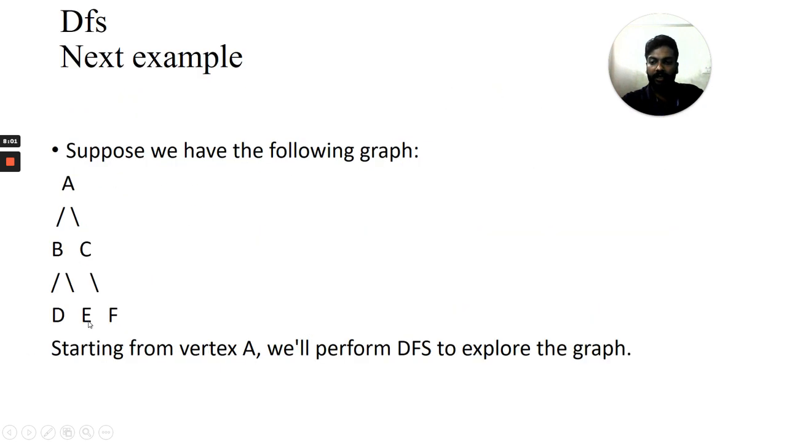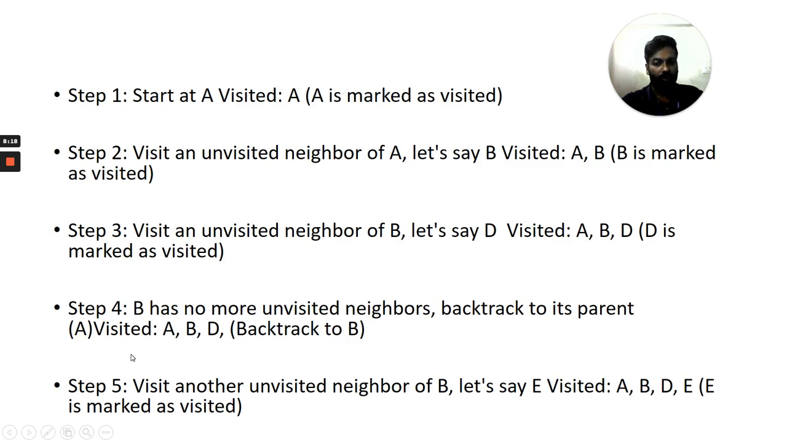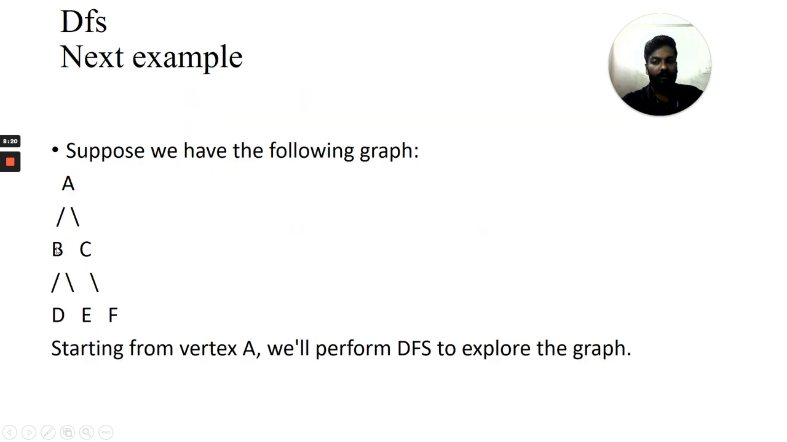Okay, then next, from B we directly go to E. B has another adjacency node there. We already visited D, then backtrack to B, and B's adjacency node is E. Then we visit E. Then E is checked for any adjacency nodes. No, E has no adjacency node. Then we directly backtrack to B. Then all of B's adjacency nodes are visited, so there are no other adjacency nodes. We just go back to A.